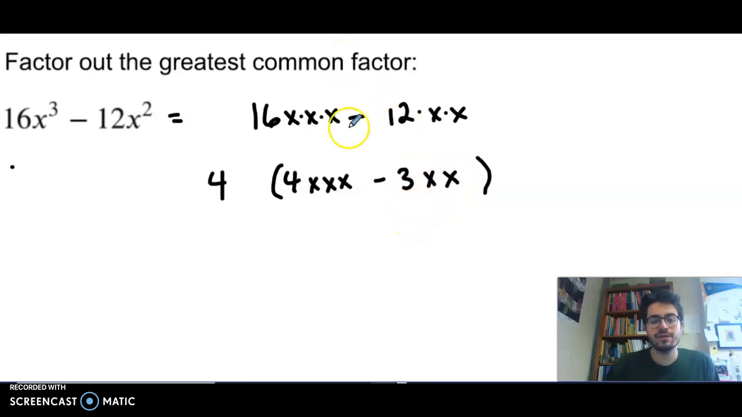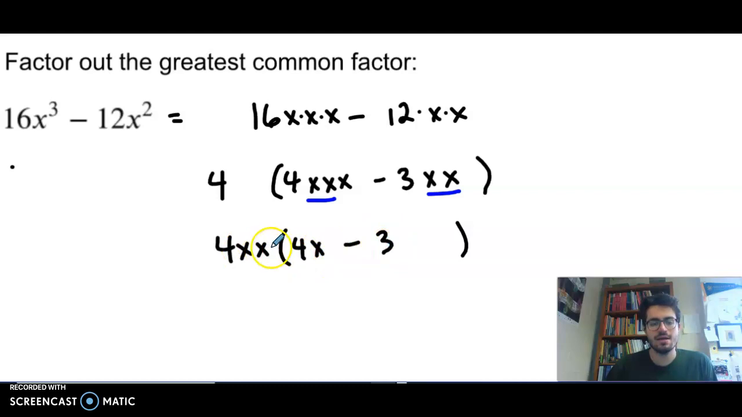And then now I'm going to look at the variables. Here I have 3 x's, here I have 2 x's. They both share 2 x's, so I can take 2 out. So my final answer is 4x times x, and in the parentheses I still have 4x minus 3. And then this I have to write as 4x squared. Okay, so what we say here is the greatest common factor is 4x squared.